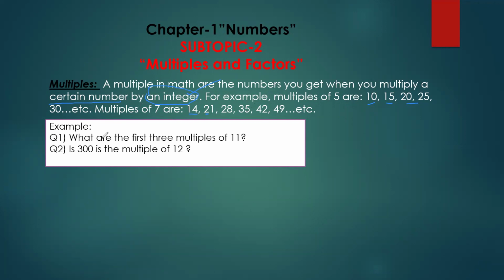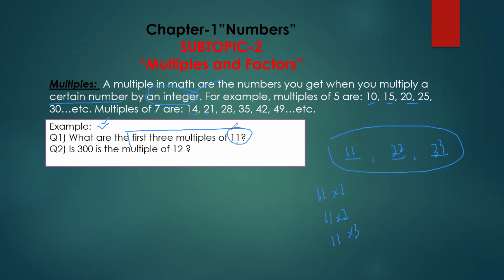Okay, now we have an example. I have just taken a very easy example. What are the first three multiples of 11? So we have to write the multiples of 11. We need to find the first three. The first one will be 11 ones are 11, so the first multiple is 11. Second, 11 twos are 22, so the second multiple is 22. 11 threes are 33. These are the multiples of 11, and we just have to write the first three: 11, 22, and 33.